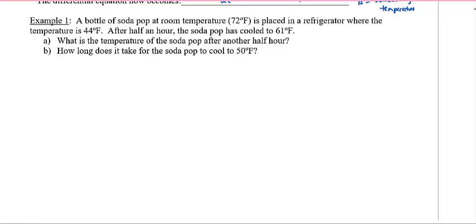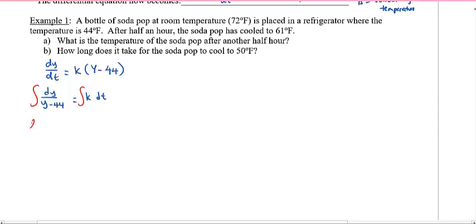So, if I want to do this, I really should be looking at the differential equation dy/dt equals k times (y minus the surrounding temperature), which in this case is the refrigerator temperature, 44. Now, let's see if you can separate the variables and integrate. So, dy over (y minus 44) equals k dt. We can integrate both sides, and then you get the natural log of the absolute value of y minus 44 equals kt plus C.